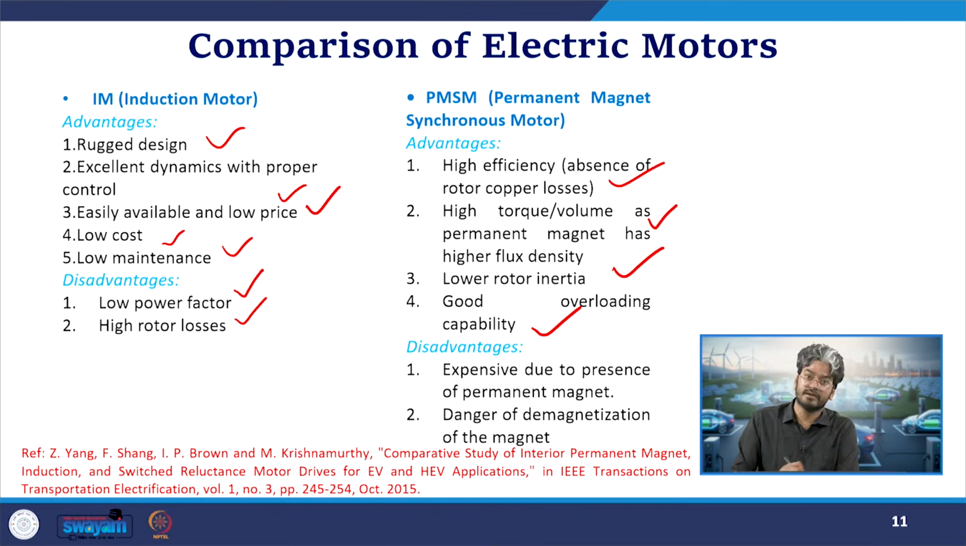So, let us see the demerits of this one. Expensive due to the presence of permanent magnet, danger of demagnetizing of the magnet. So, as we are in India, in the Indian country, we do not have any type of rare earth materials which are used inside the permanent magnet.